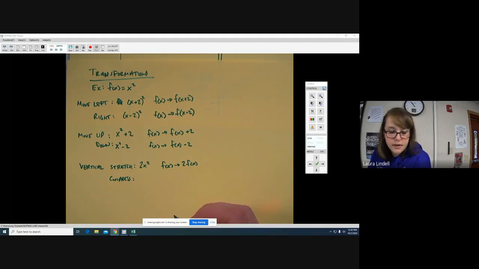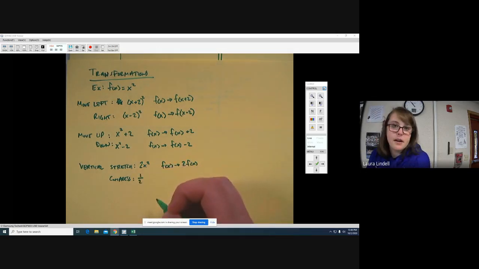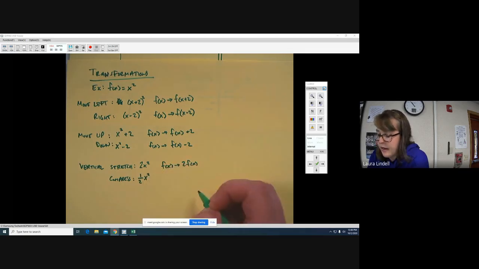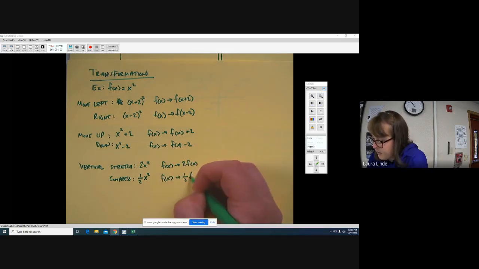And we could also compress it vertically. So compression is going to be where you stick a fraction out front that has a value between 0 and 1. So I could stick 1/2 out in front, and that would compress it by a factor of 2. And if I was showing it with function notation, it would go the same way.